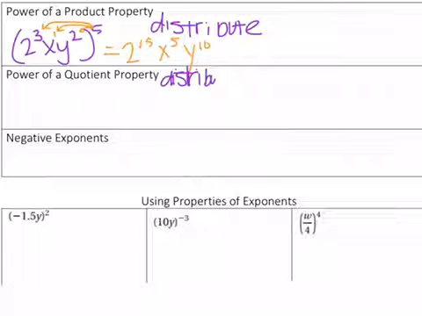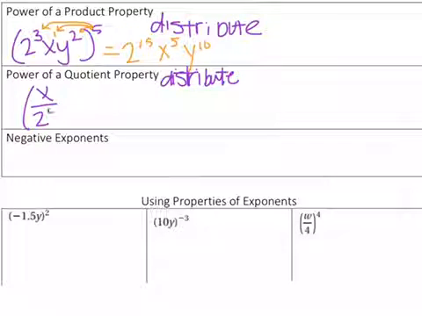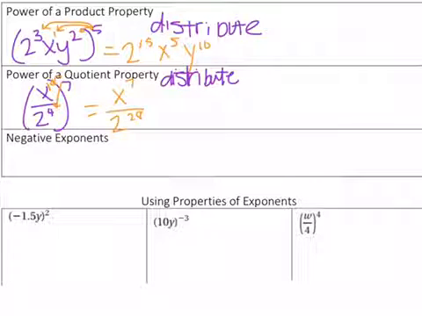So when you're dealing with quotients, you're going to have something like x over 2 to the 4th power. And if we have all of that to the 7th power, again, you distribute it. So you have it going to the x exponent, which is 1, because it's not there, and then to that 4, and you're going to multiply. So we end up having x to the 7th power over 2 to the 28th power, and that's how that would work as well.